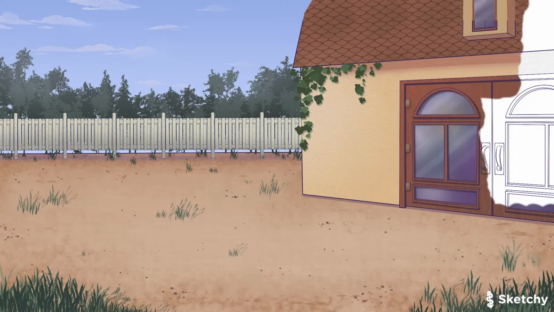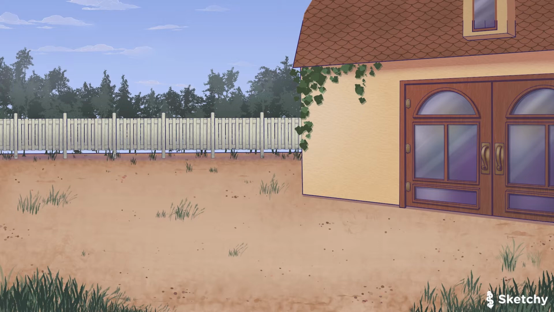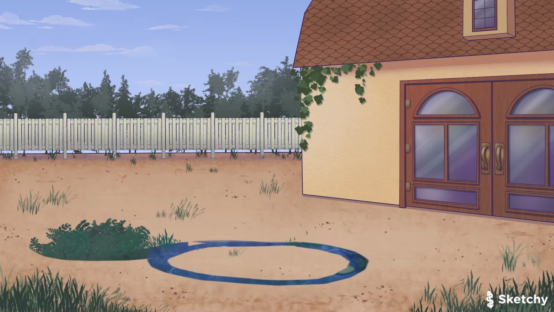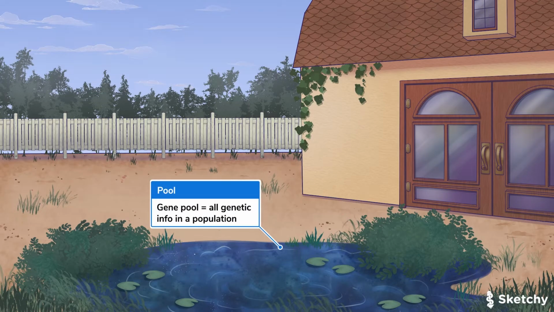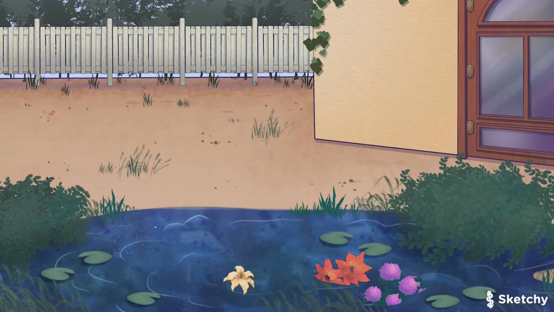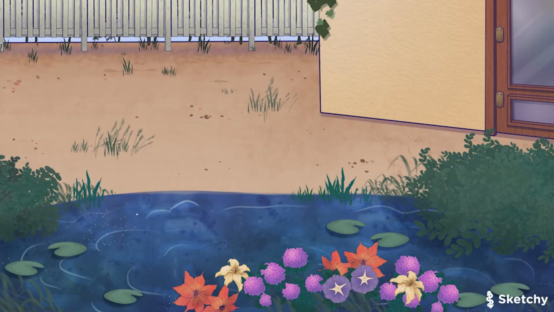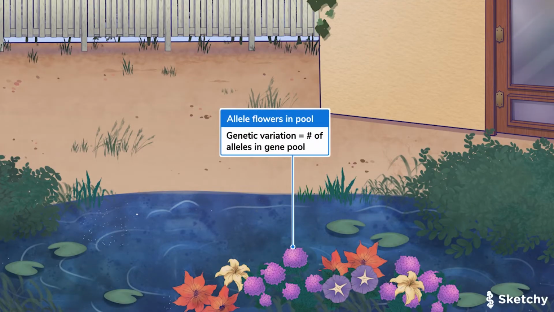In this sketch, we're going to cover the processes that cause populations to gain genetic variation. Let's start over here at this pool, which represents a gene pool. The gene pool is the collection of all the genes and alleles carried by the members of a population. You can think of it as the total pool of genetic information that's floating around. Genetic variation describes how many different alleles a population's gene pool contains. We've represented variation with this diverse assortment of allele flowers floating in the gene pool.